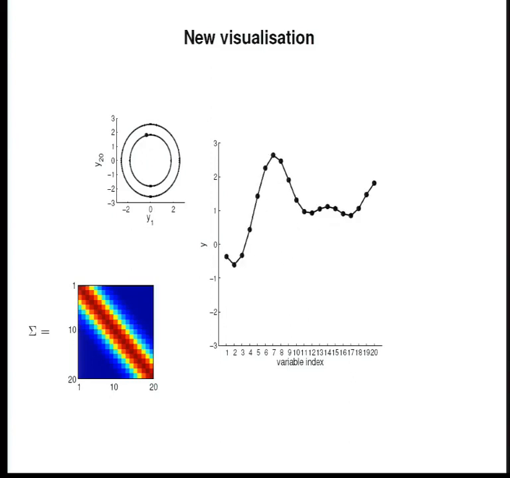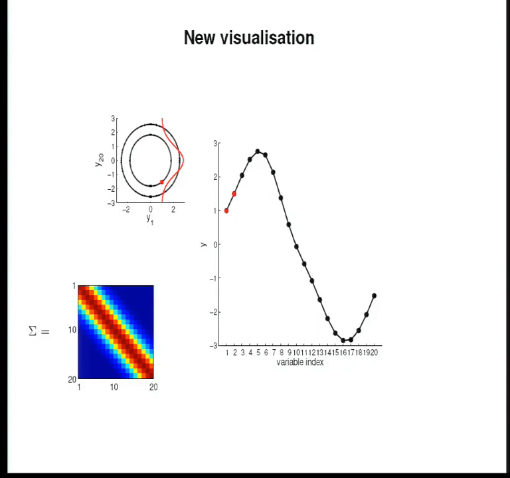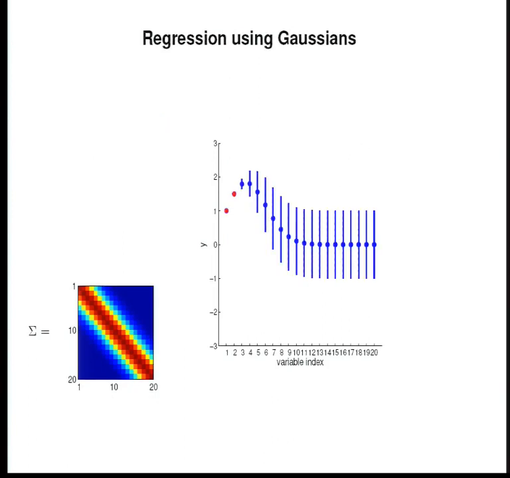And we can also play our conditioning trick, where we condition on one or maybe a couple of observed variables and sample over the rest of them. And you can see now this function is wiggling around, but it goes through the first 2 points.